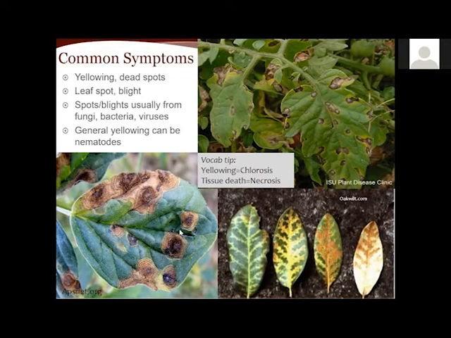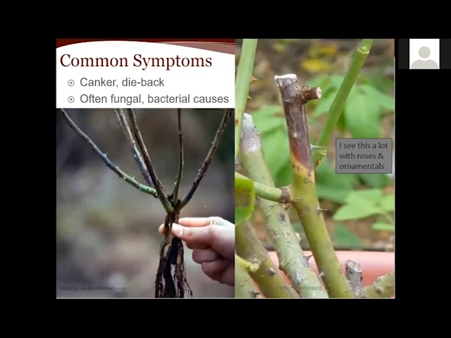There will be little vocab boxes all along the way in the presentation. So some other common symptoms are cankers and diebacks. These are often fungal, sometimes bacterial. This is rose. I see this a ton on rose where we have a fungal dieback. I see a lot of Phomopsis dieback with this, and it's exactly what it sounds like. The canes just die back, and it gets further and further down.